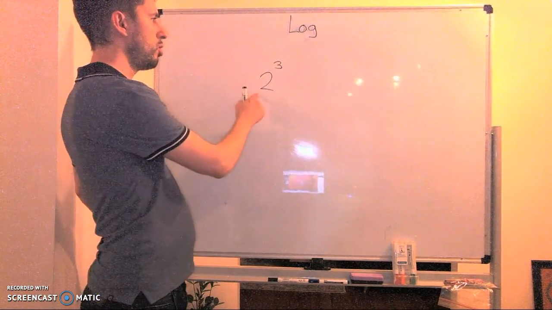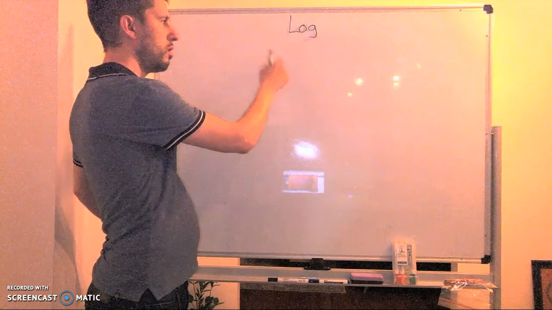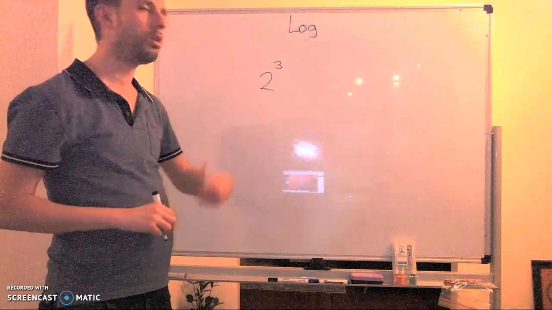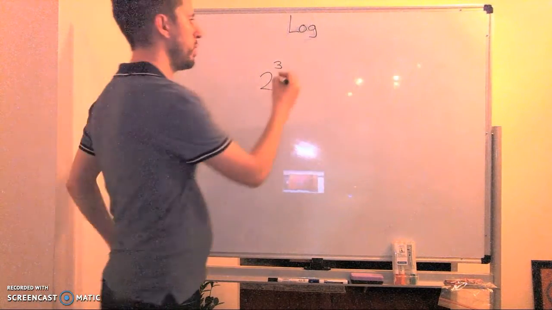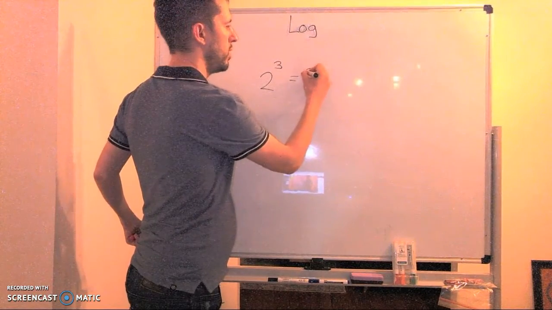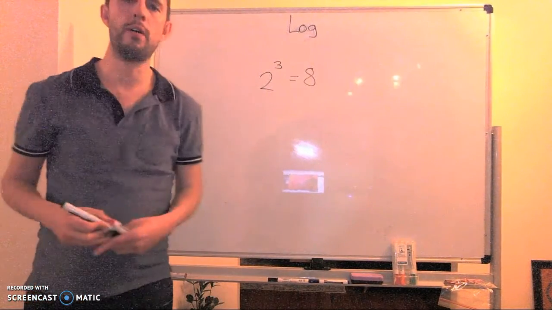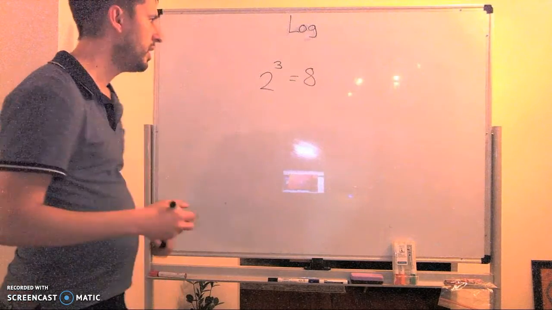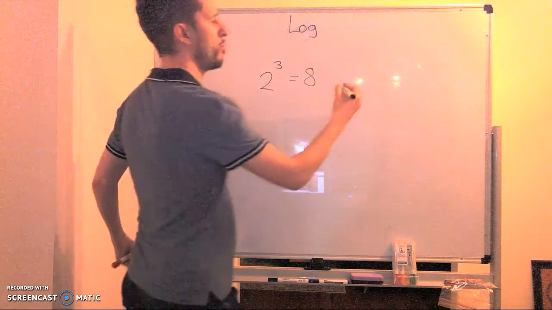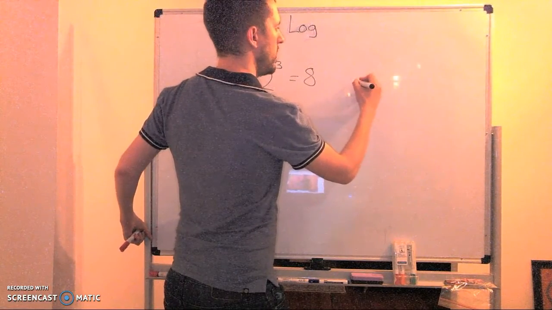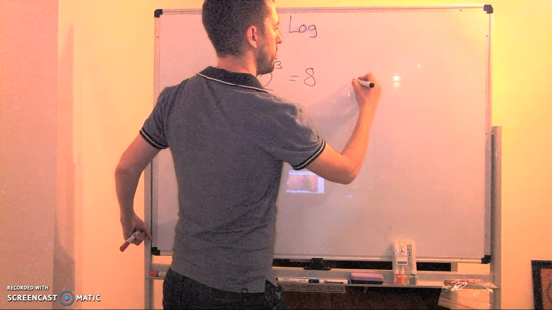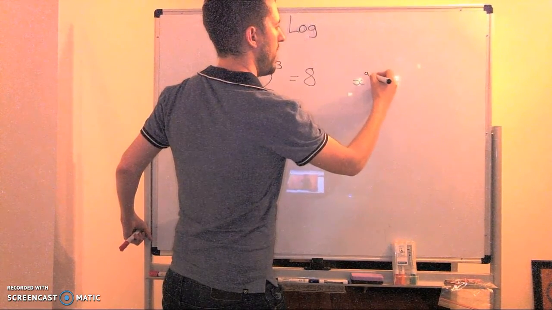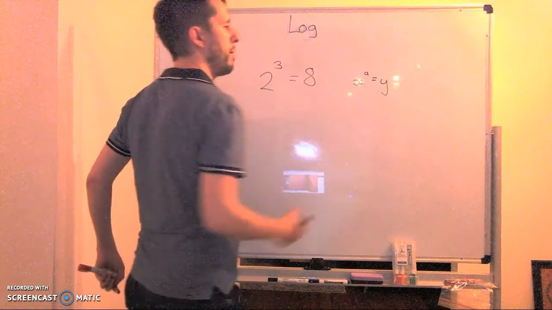For example, a basic power is 2, base 2, the exponent is 3. 2 to the power of 3 is 2 times 2 times 2, which is 8. So I have 2 to the power of 3 is equal to 8. Another way I could write this, if I'm looking at the equation, is x to the power of a is equal to y.